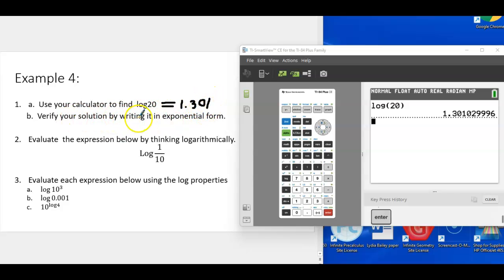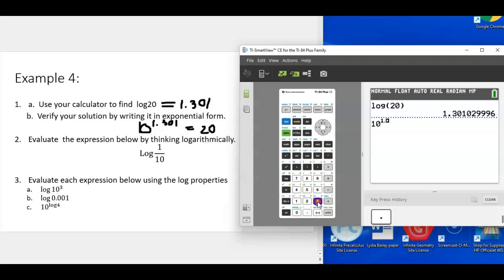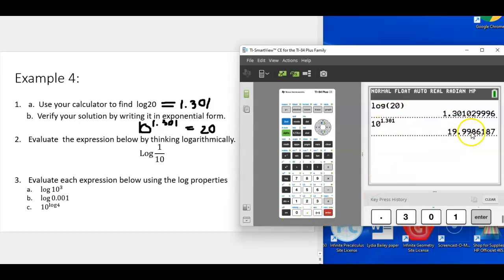This next thing says verify your solution by writing it in exponential form. So my base is 10, right? So this is going to be 10 raised to this power equals 20. So let's see if that's true on our calculator here. Is it true that 10 raised to the power of 1.301 equals 20? Notice it's not 20, but it's really, really close, and that's because I had to round it.